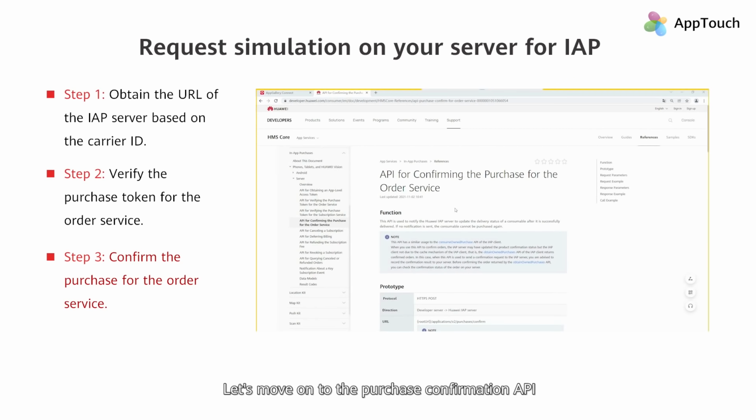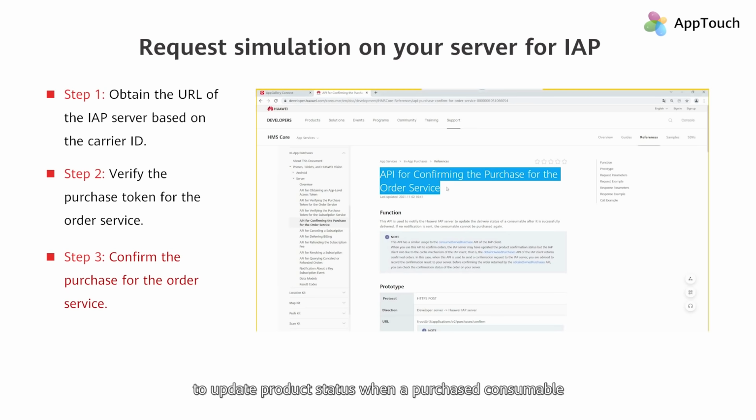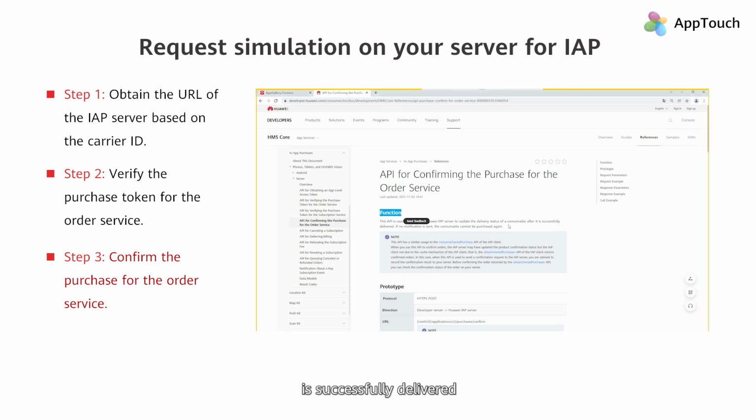Let's move on to the Purchase Confirmation API of the order service. This API will instruct HUAWEI IAP server to update product status when a purchased consumable is successfully delivered. If this API is not called, the consumable cannot be purchased again. This API is similar to the Consume Own Purchase API on the client side.